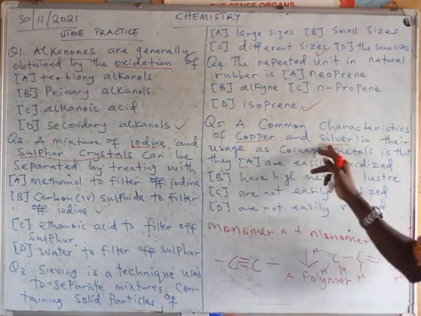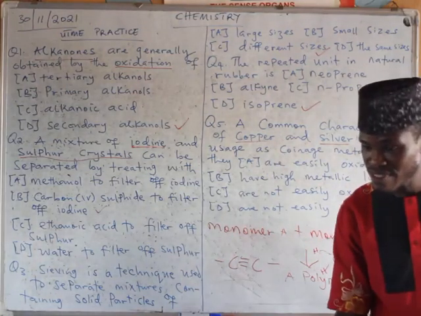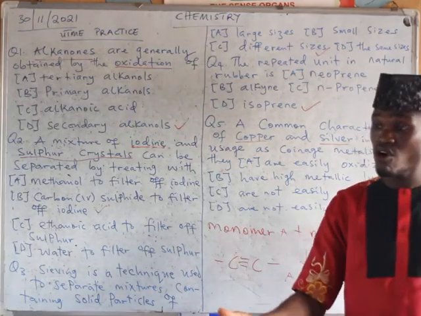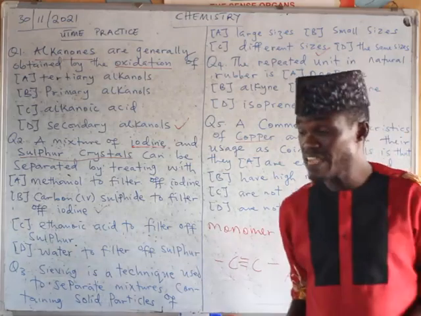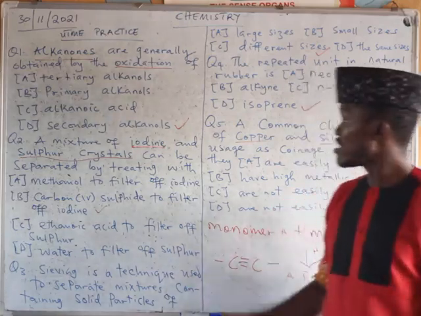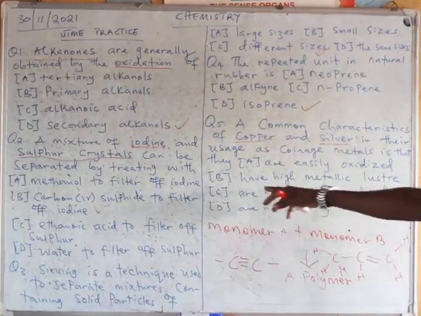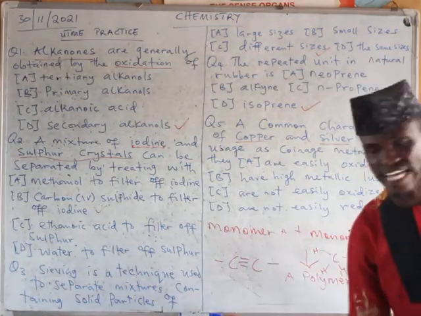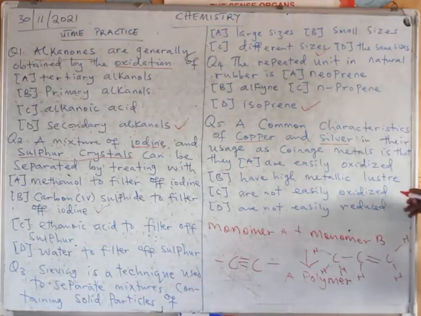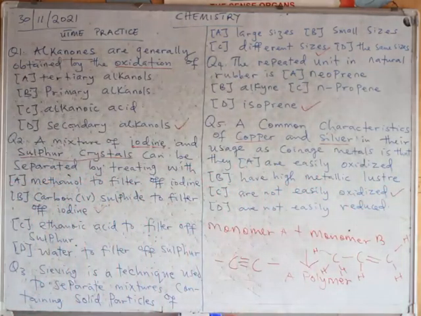If you observe, all of them are metals. So metals undergo what kind of reaction? Metals undergo oxidation, isn't it? Easily, if the metal is very reactive. But these metals are not very reactive, which means they are not easily oxidized. That is the answer, which is option C. So, ladies and gentlemen, we have come to the end of this very particular class.